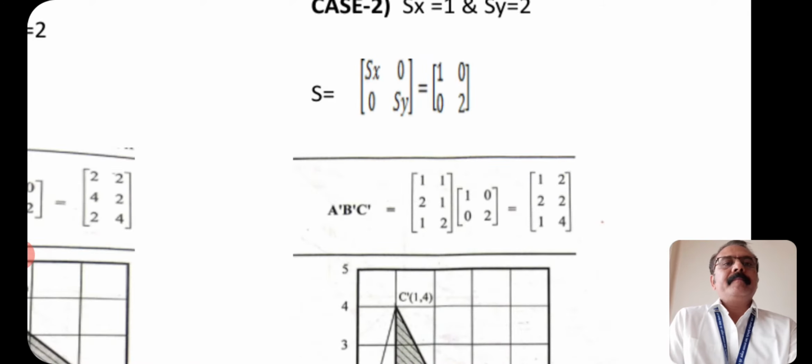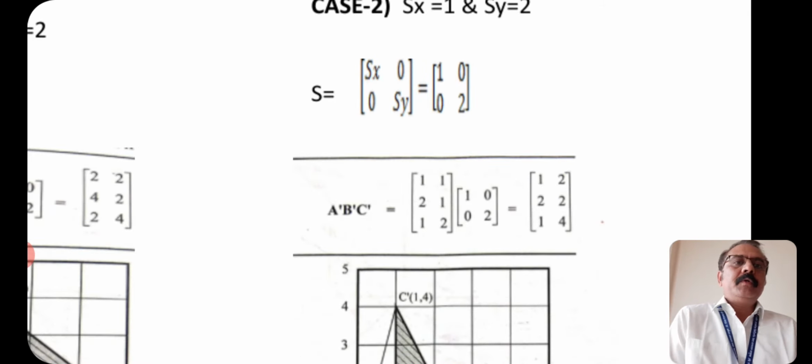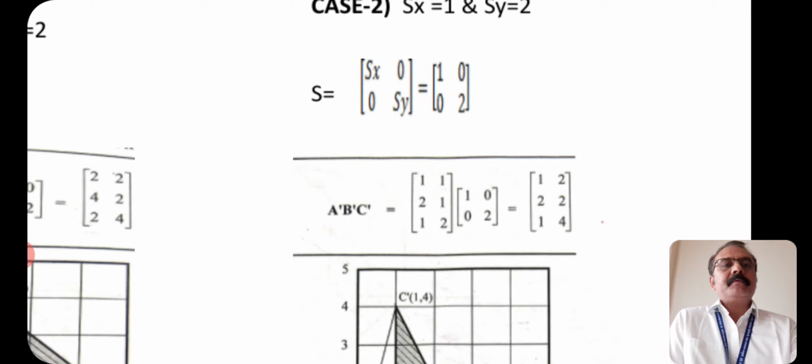Therefore Sx is equal to 1 and Sy is equal to 2. Therefore the scaling matrix becomes S is equal to [1 0; 0 2]. Multiply the original matrix to the scaling matrix. You will get the new position of triangle A'B'C', which is A' (1, 2), B' (2, 2) and C' (1, 4).